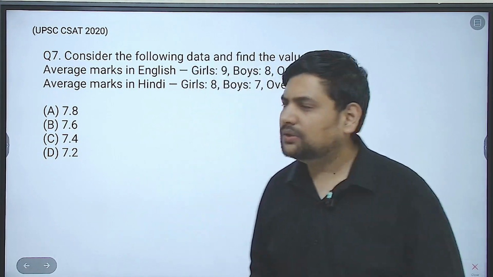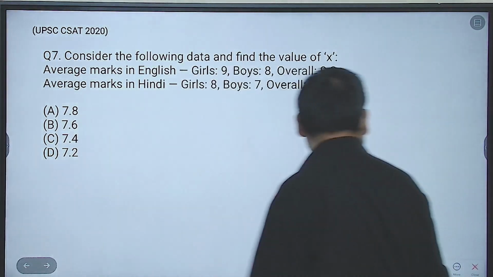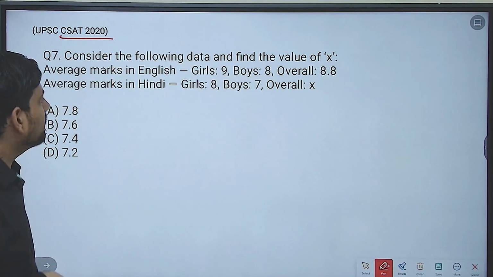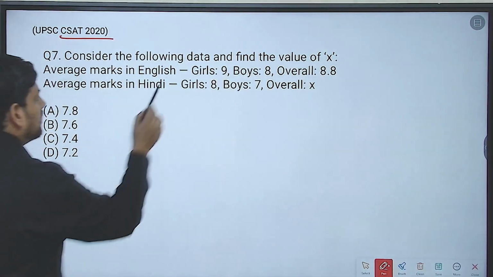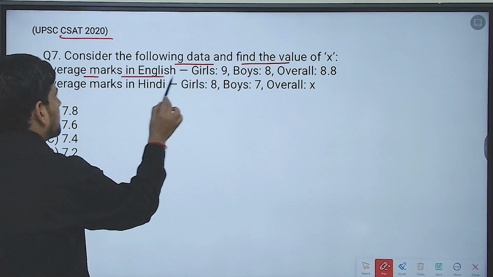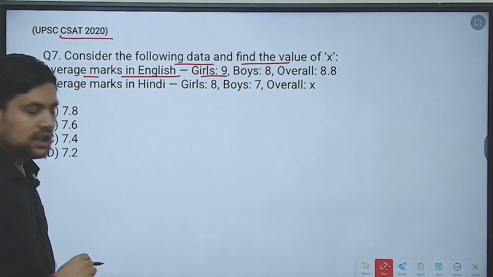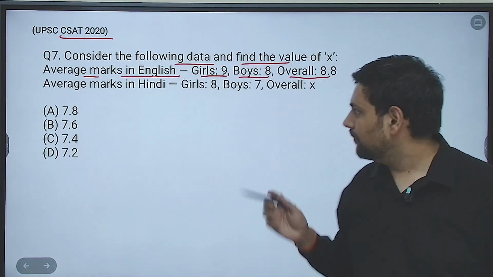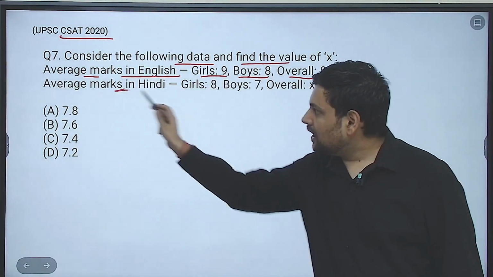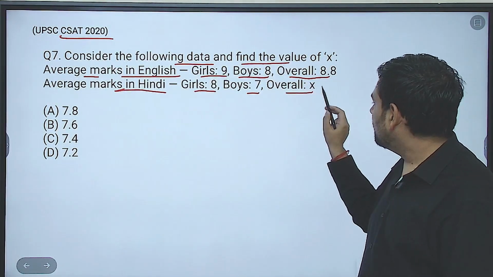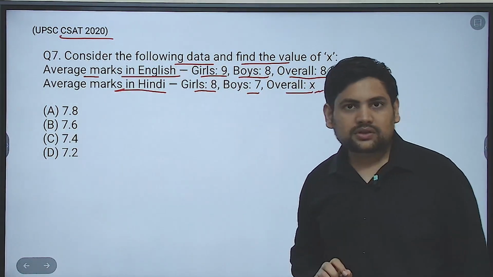Okay, now we were doing PYQs. Let's continue. So this is a PYQ from CSAT 2020. It says consider the following data, find the value of X. Average marks in English for girls is 9, for boys it is 8. Overall it becomes 8.8. Then similarly average marks in Hindi for girls it is 8, for boys it is 7. Overall we don't know. This we have to find.